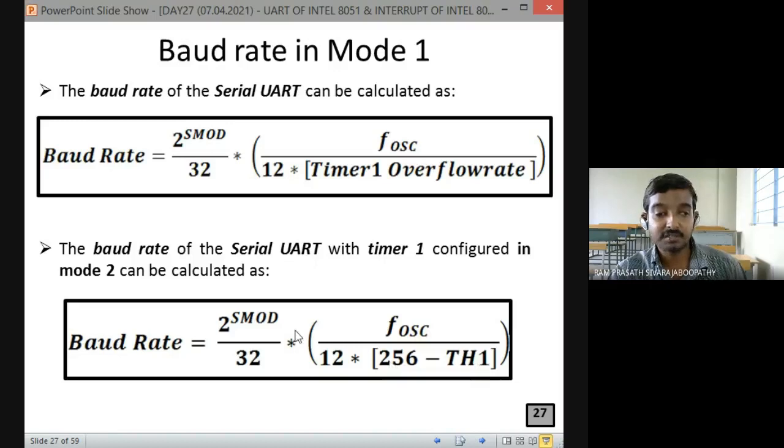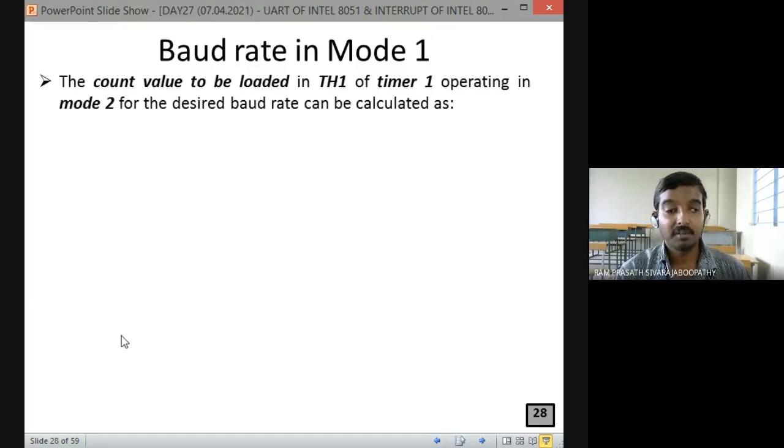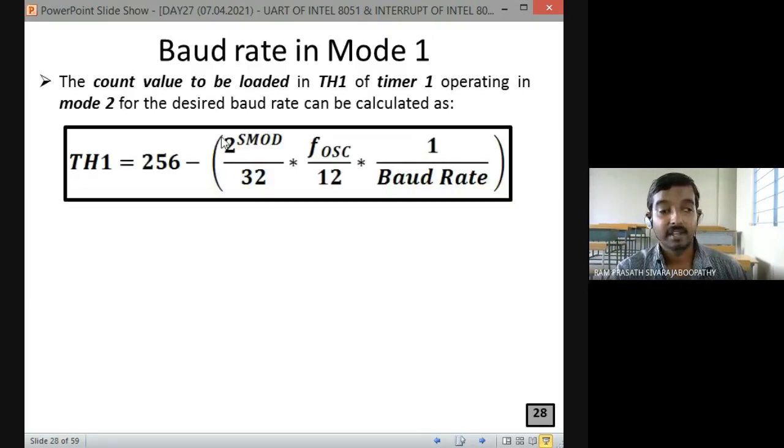256 minus TH1 has gone here. Fine. Now if TH1 goes to this side and this parameter goes along, it will be rearranged like this: TH1 = 256 minus 2 power SMOD by 32 into FOSC by 12 into 1 by baud. Fine. So this is the formula we have to use.